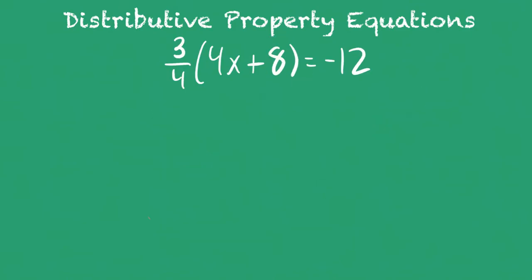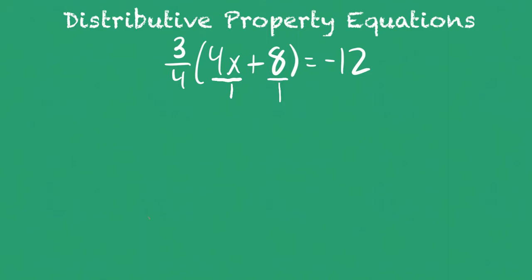For the last equation, we have a fraction, 3/4, being multiplied by 4x plus 8. And that's equal to negative 12. So same thing as before, we're going to take 3/4 and multiply by everything inside the parentheses. And when we're multiplying fractions, ideally we want both to be fractions. So I see that the 4x isn't written as a fraction yet, but that's no matter. I can always put that over 1 to make it a fraction. And the same thing with the 8.